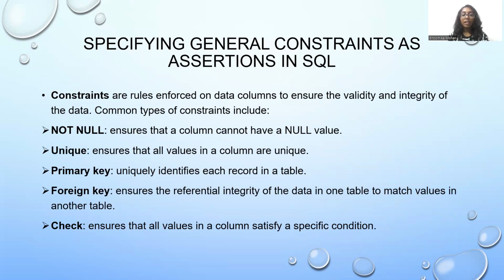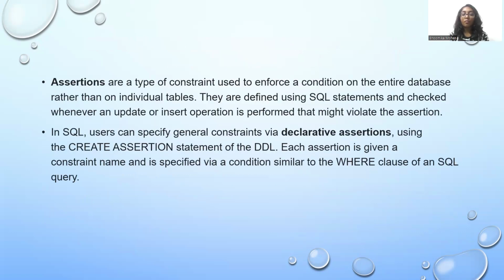Third one is primary key, which uniquely identifies each record in a table. Then comes the foreign key, which ensures the referential integrity of the data in one table to match values in another table. Lastly, it is check, which ensures that all values in a column satisfy a specific condition.